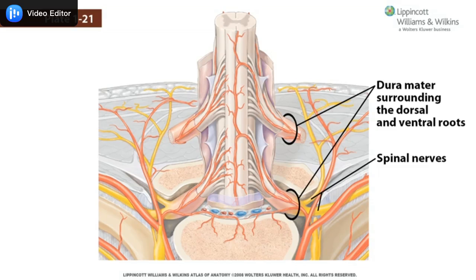The spinal dura mater extends laterally to surround the dorsal and ventral roots and ends at the intervertebral foramina by blending in with the periosteum of the vertebrae and with the connective tissue covering of the spinal nerves as they exit the vertebral column.